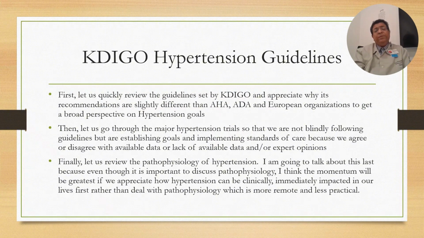So first, let us quickly review the guidelines set by KDIGO and appreciate why its recommendations are slightly different from American Heart Association, from American Diabetes Association, and European organizations to get a broad perspective on hypertension goals. Then let us go through the major hypertension trials so that we're not blindly following guidelines, but are establishing goals and implementing standards of care because we agree or disagree with available data or lack of available data and/or expert opinions. Finally, let us review the pathophysiology of hypertension.